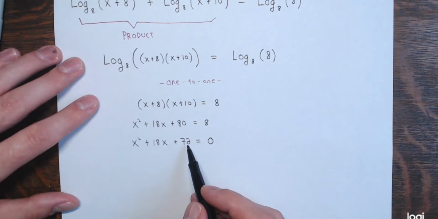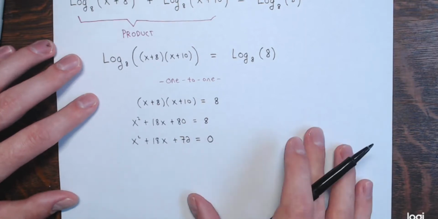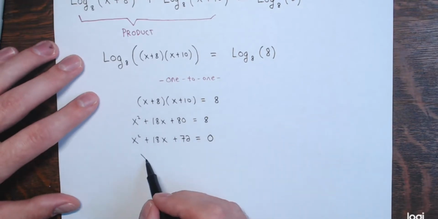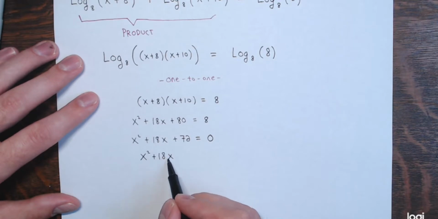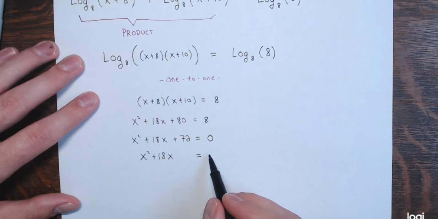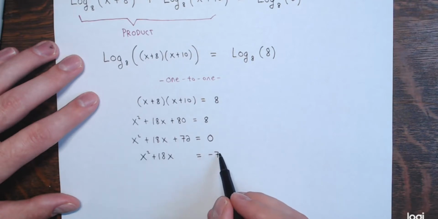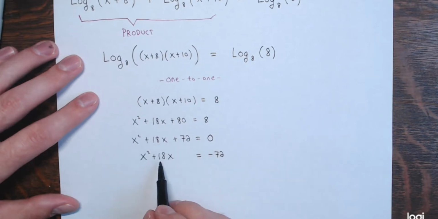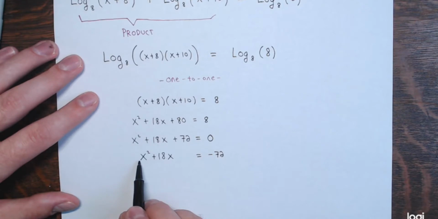9 times 8. You know what, I'm going to solve this by completing the square, because we haven't done it in a while. So I keep the quadratic term and the linear term on their own side, and then subtract 72. And then you complete the square. I can complete the square on these two terms because the quadratic coefficient is 1. Remember how to complete the square?